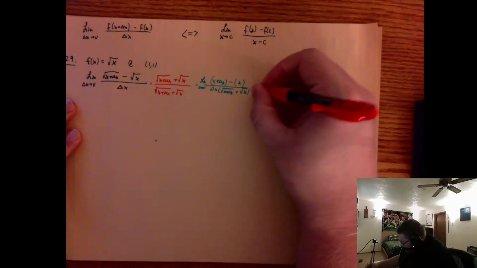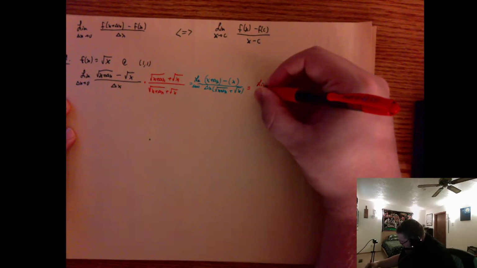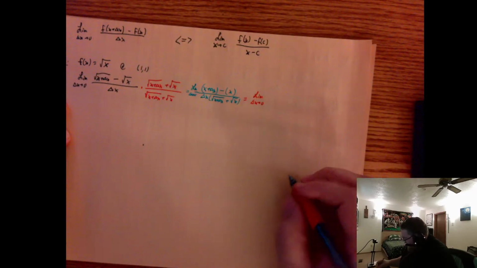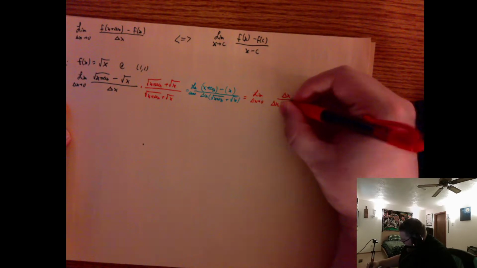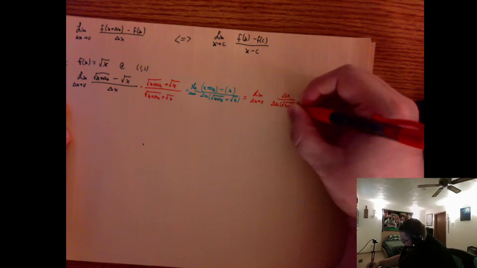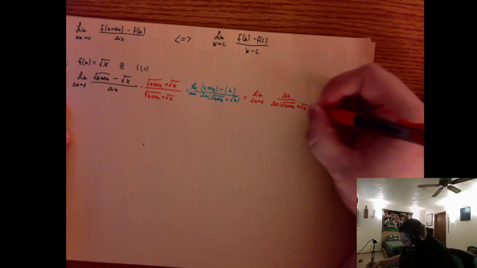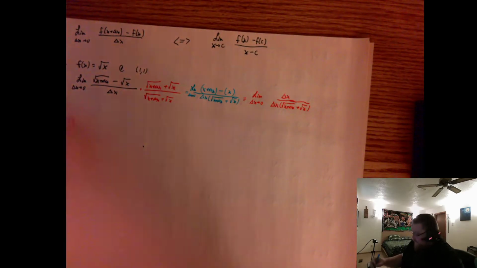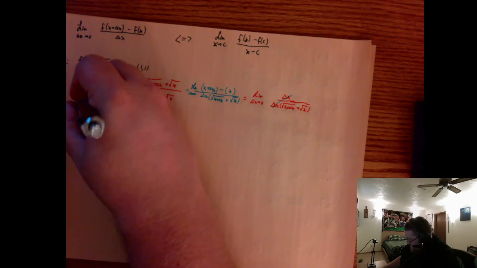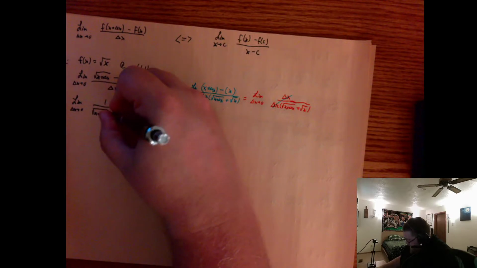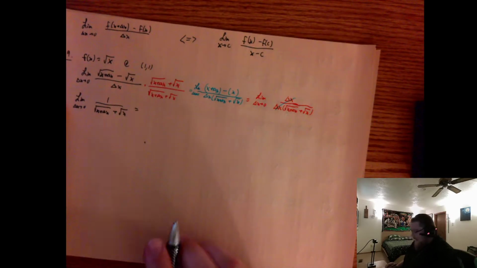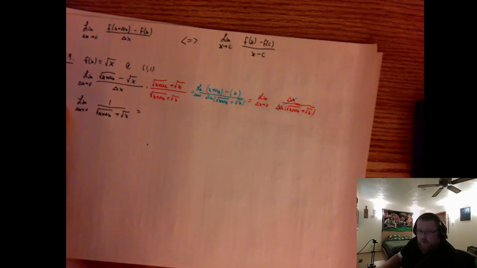Now from here, simplify again. We take the limit as delta x approaches 0. On top, we end up with delta x, because the x and the negative x cancel. On bottom, we have delta x times the square root of x plus delta x plus the square root of x. You can see how those delta x's are going to cancel. Then we end up with the limit as delta x approaches 0 of 1 over the square root of x plus delta x plus the square root of x. We can then plug in delta x equals 0 because we no longer have 0 divided by 0.